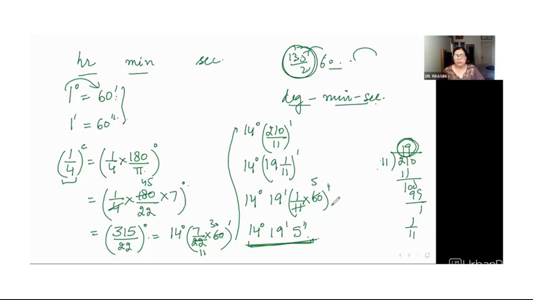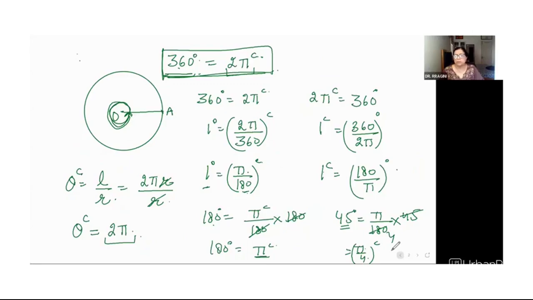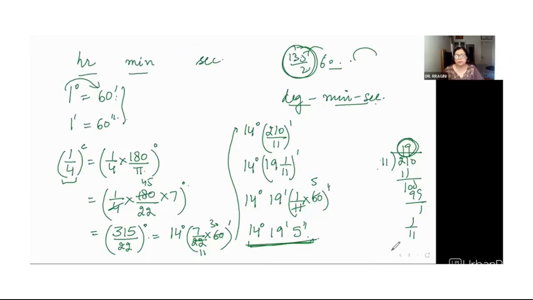So this was a basic example to convert radians to degrees, and we have done two from degrees to radians also. I hope you have learned this much.